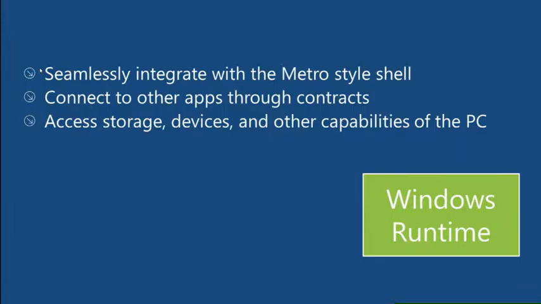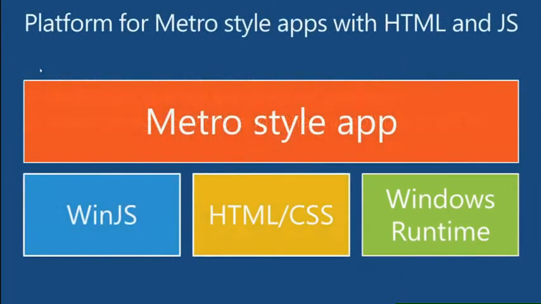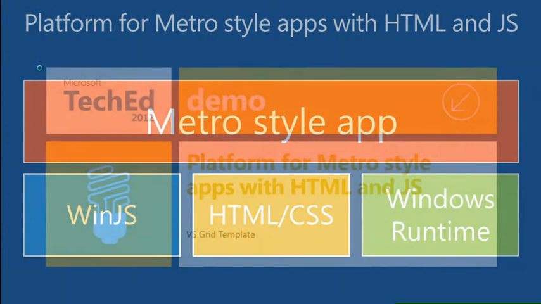And finally, the Windows runtime just gives you access to storage, devices, and other capabilities of the PC. So if you want to write files to the hard disk, or talk to sensors on the computer, all sorts of things like that are available to you through the Windows runtime APIs. And so together, to create the UI of your app, you're going to call these three families of APIs: the HTML, CSS APIs, the WinJS APIs, and the Windows runtime APIs. Let's go look at a demo of that in action.